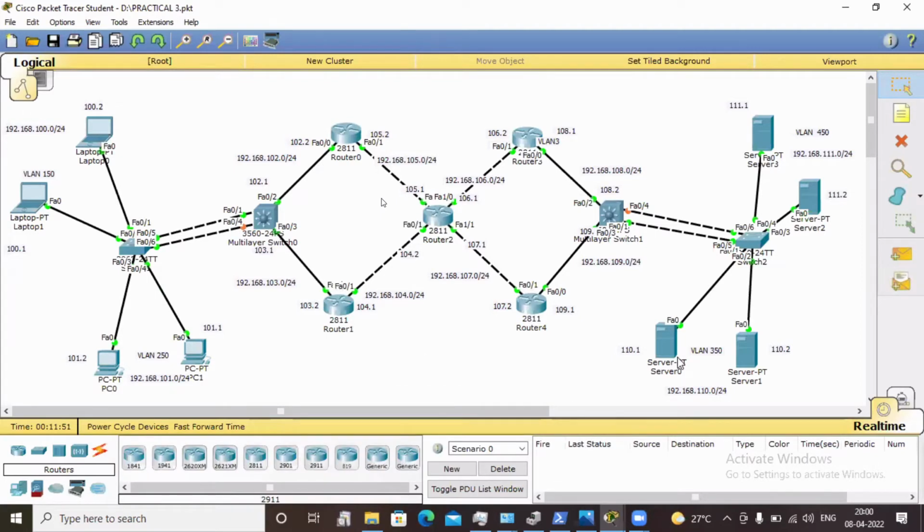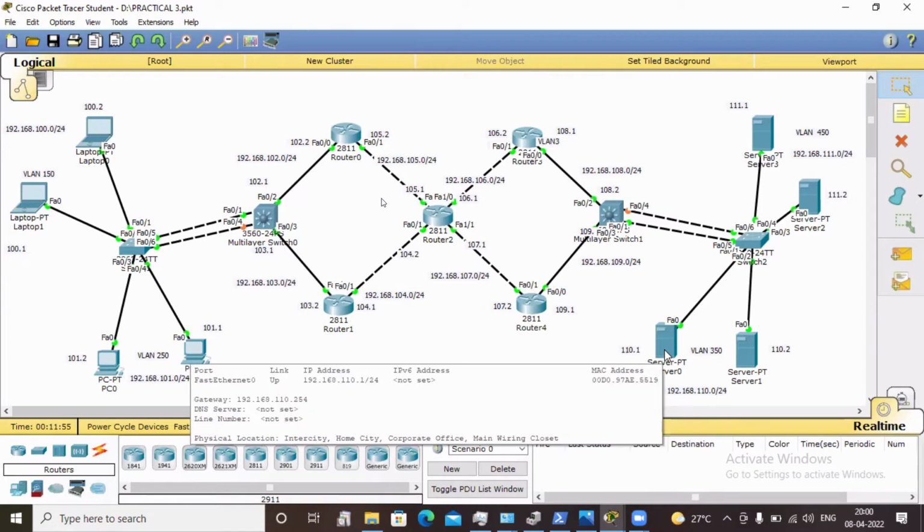The thing is, from the server side, when you are pinging, it should ping. Right? But from the client side, when you are pinging, at that time it should be blocked. The requirement is this. Getting my point? Yes.